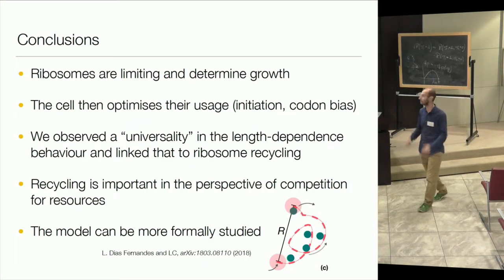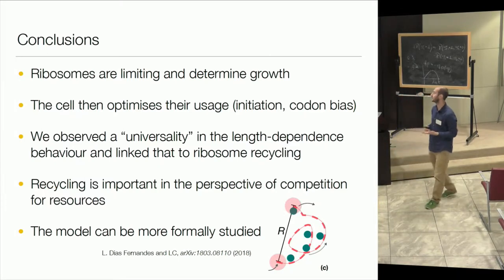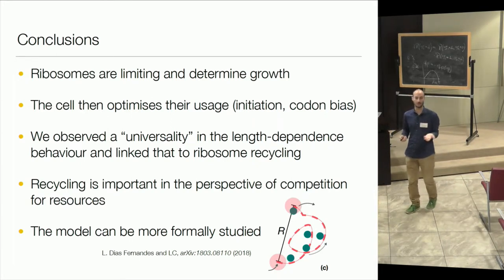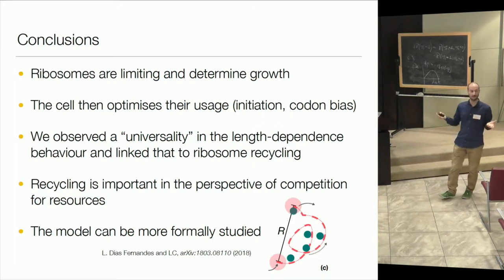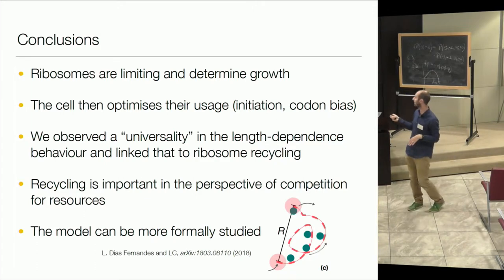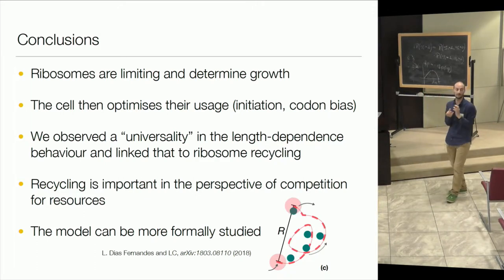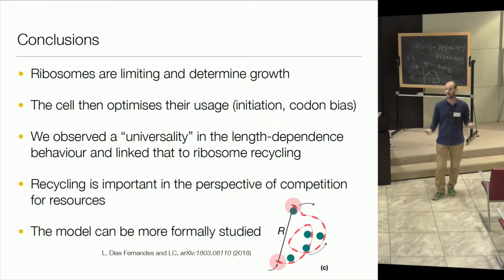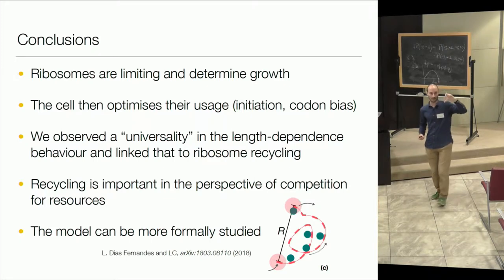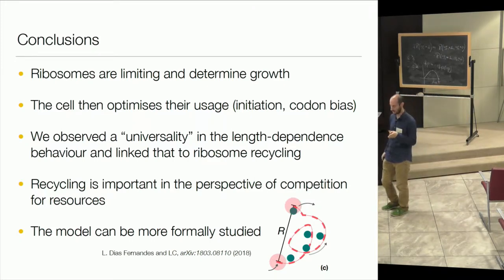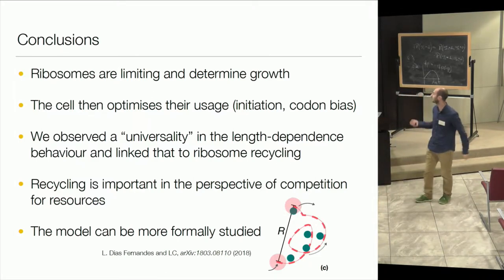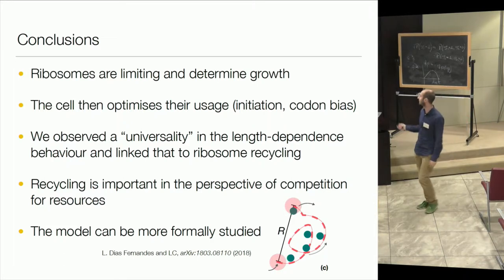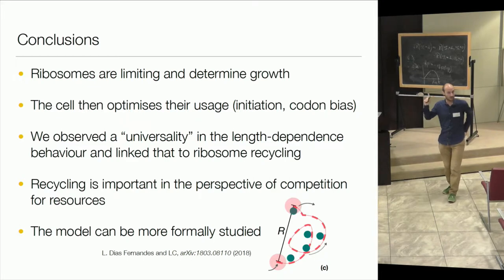So I'd just like to wrap up. In the first part, I showed you that ribosomes are limiting and can determine growth, so the physiology of the cell. Then the cell tries to optimize their usage at the global level, with the codon bias, and at the local single messenger RNA level, by determining initiation. I think this is mainly done by gene length, though not saying it's the only determinant. Ribosome binding sites can explain variations in expression for genes having the same length. So we observe a universality in the length dependence behavior. I used the sucrose gradient data, but you observe the same thing if you plot ribosome profiling data.